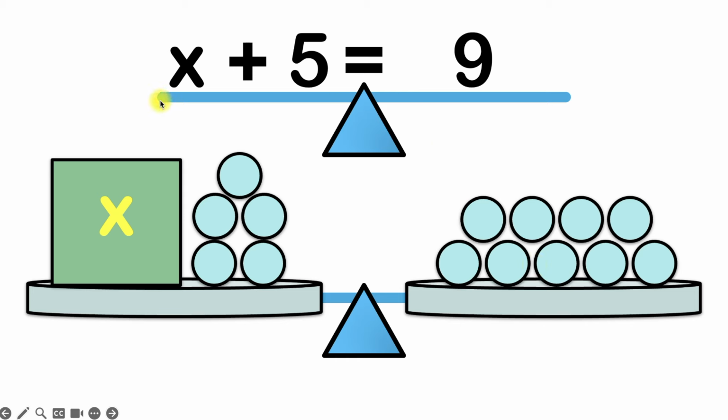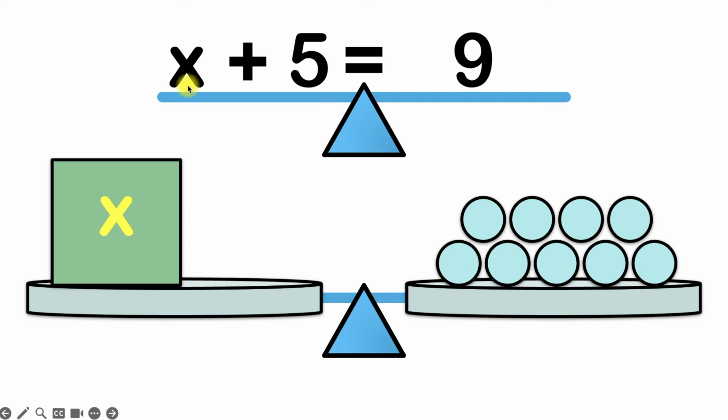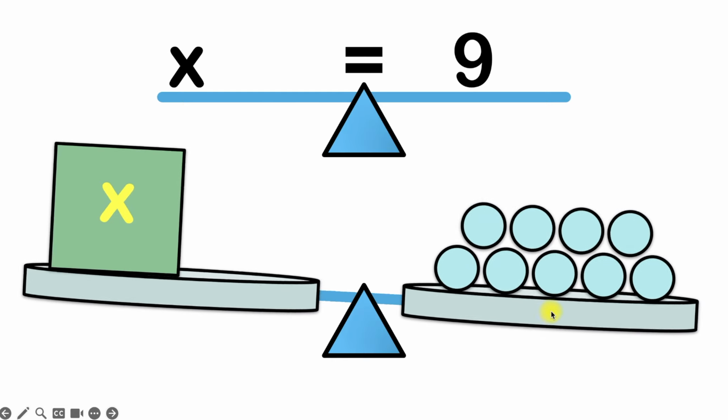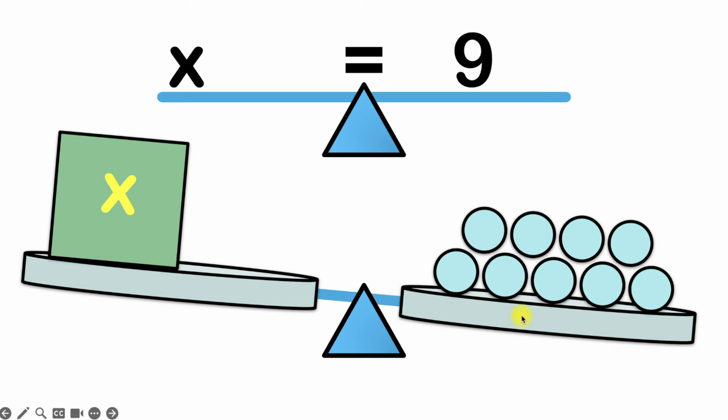So in order to figure out what x is, I need to get this box by itself. So I'm going to get rid of these 5 marbles. Which means this is no longer x plus 5. Because I got rid of those 5 marbles, now it's just x, because we've got x by itself. But we took things away from here, which makes this side lighter, and this side's going to be heavier. That's going to make our scale unbalanced. So what can we do to balance this scale?